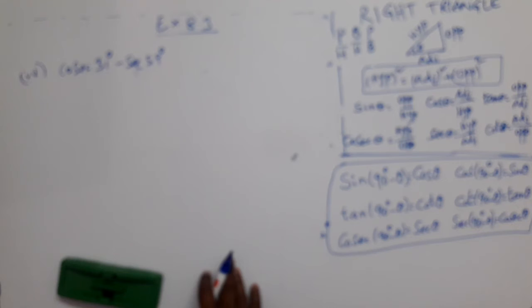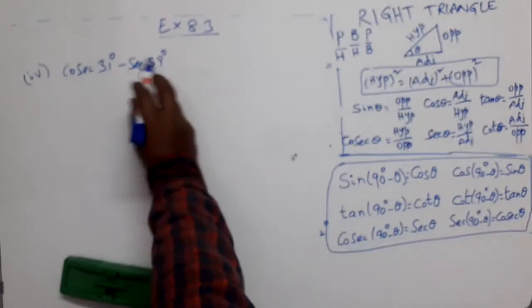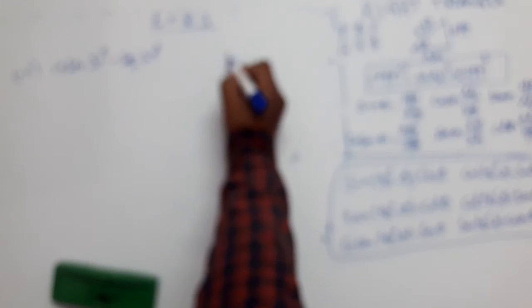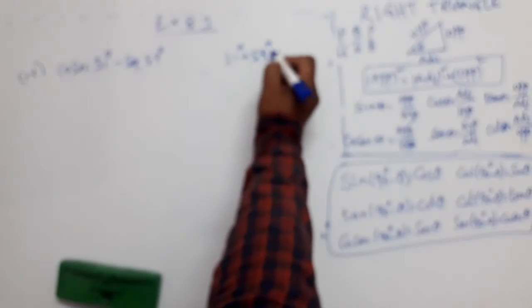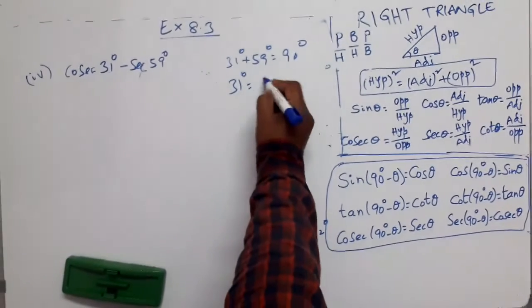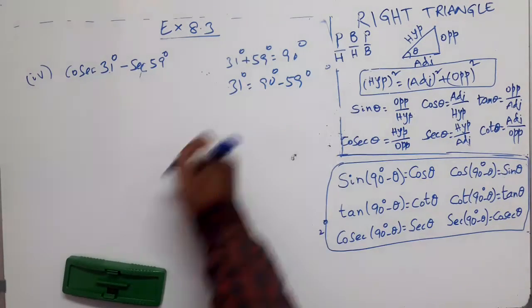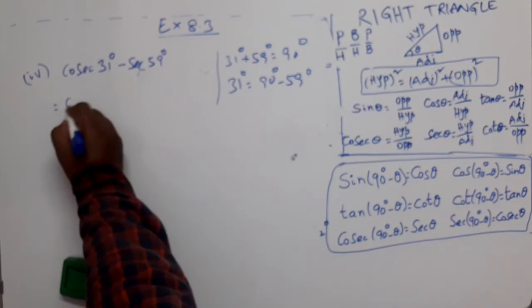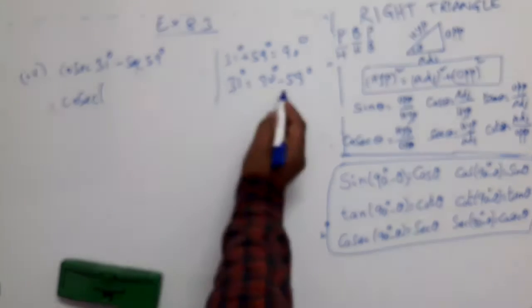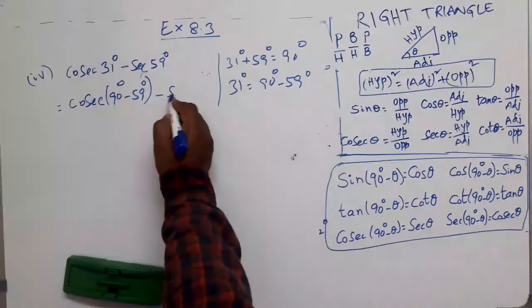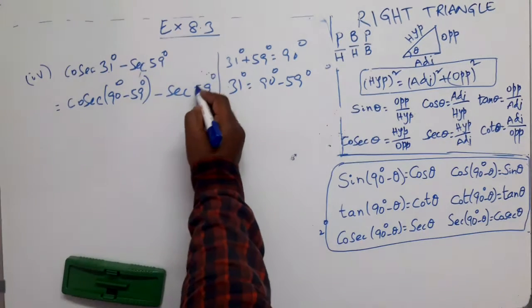How shall we think? Yes, we are thinking that is there any relation between these two angles? Yes, we have found that sum of these two angles is 90 degrees, is it not? 31 degrees plus 59 degrees is 90 degrees. So I can write 31 degrees as 90 degrees minus 59 degrees, because if I write like this, that will be useful to solve this question. That's why I am simplifying it like this. Cosec 31 degrees, in the place of 31 degrees I am writing 90 degrees minus 59 degrees. I am leaving the second term as it is.